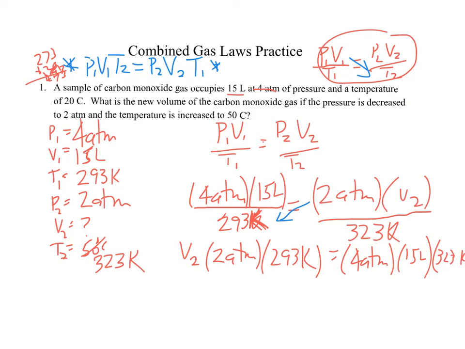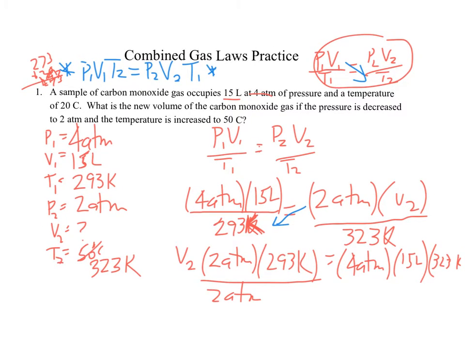So now to get V2 by itself, divide this side by the 2 atm. I touched something over on the side of my screen here and it took away my pen. So there's the 2 atm. I've got to divide this side by 293 K. So I divide that and I divide that. They cancel out, so I'm left with V2.